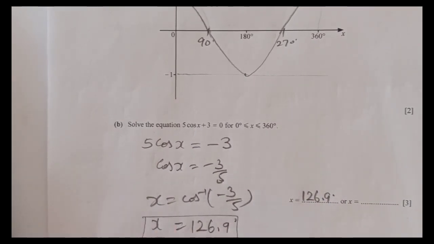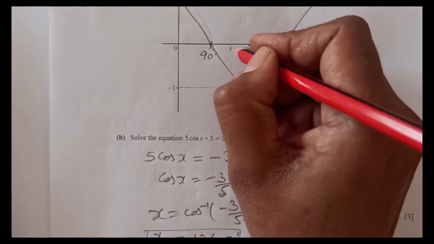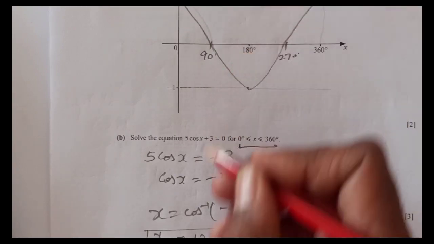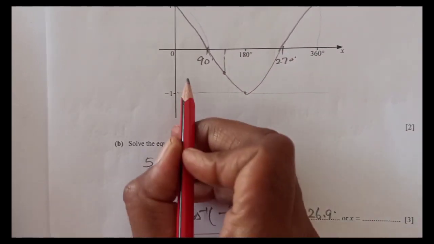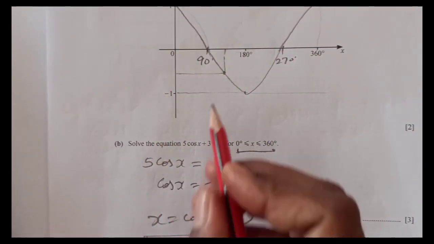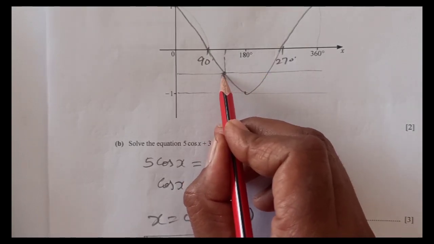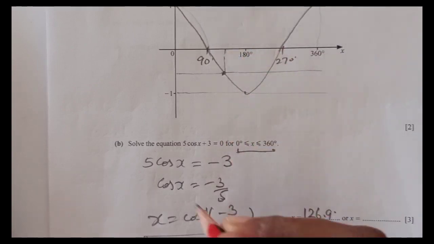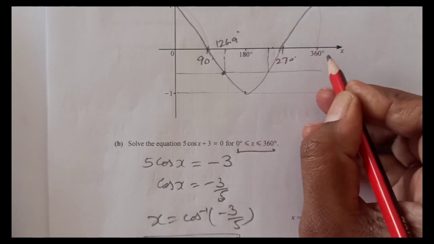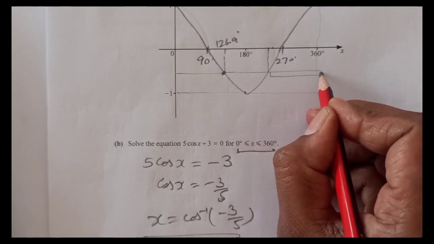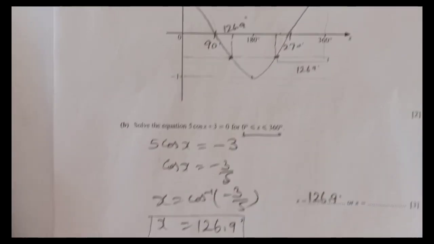Easily we can see, but we are looking for another angle between 0 and 360. So 126.9 will be somewhere here, right? This is the value where it is negative 3 over 5. So for another angle, because the curves are symmetric, if this is 126.9, this angle here is 126.9, here it will be the same. So from here, it's also 126.9. So this value is also going to give you the same angle.